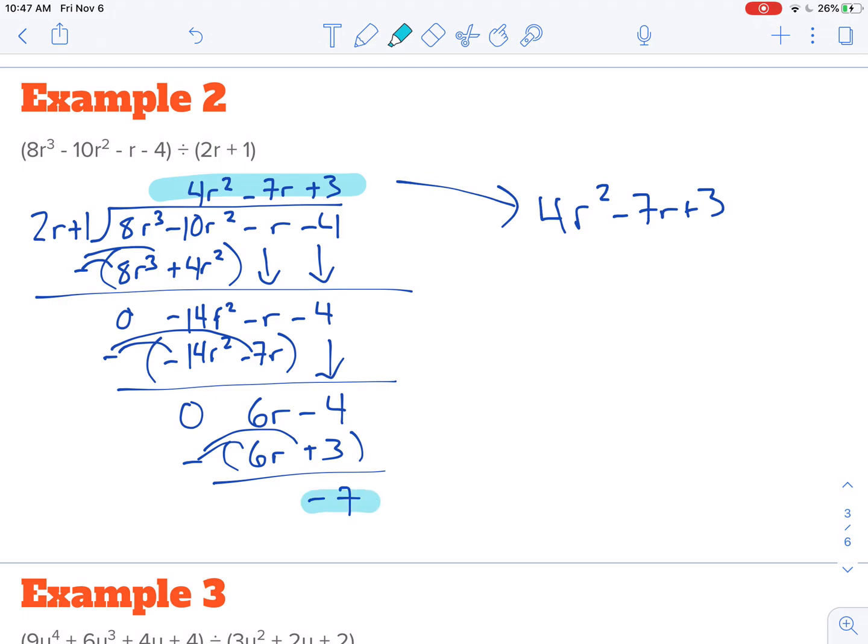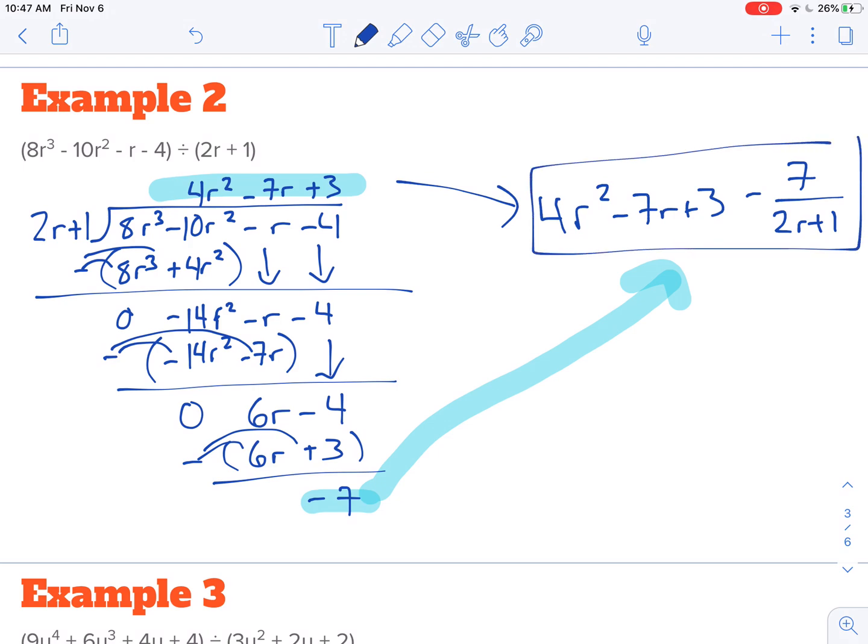I then take my remainder, and I say minus 7, and I put it over what I divided by, 2r plus 1. And that will be my final answer in this polynomial long division. All right, so that's your next example. Again, biggest thing here is making sure you pay attention to your signs. Paying attention to your signs is the most difficult part, especially when you're subtracting everything and you're constantly distributing a negative. So whenever you have that minus sign behind it, if you ever have a negative value and you're distributing, it really has an impact on it.